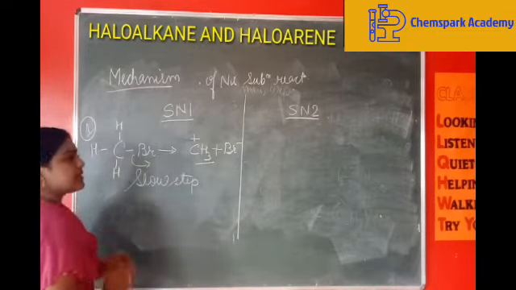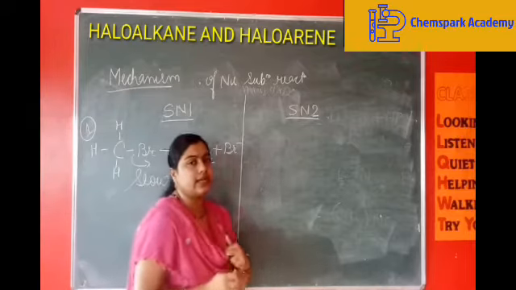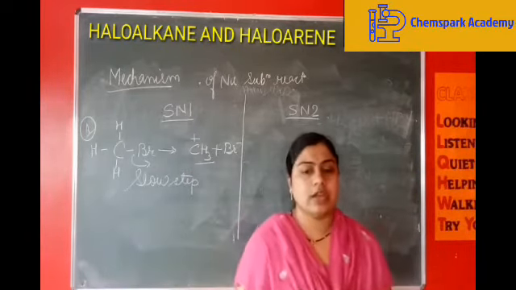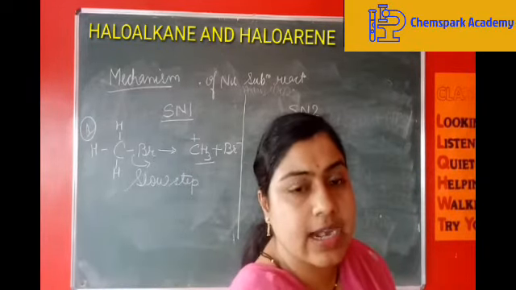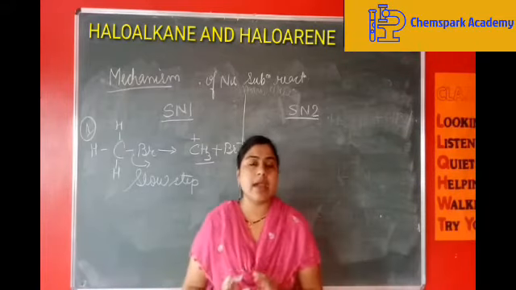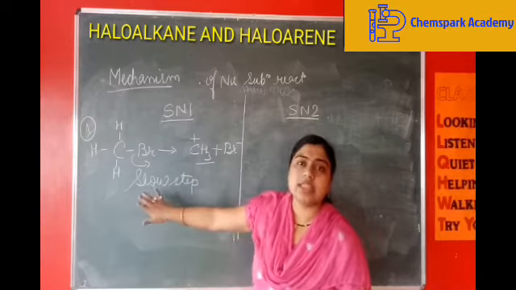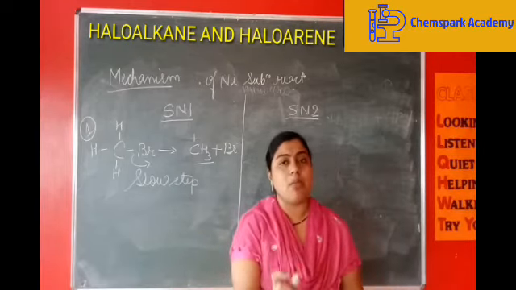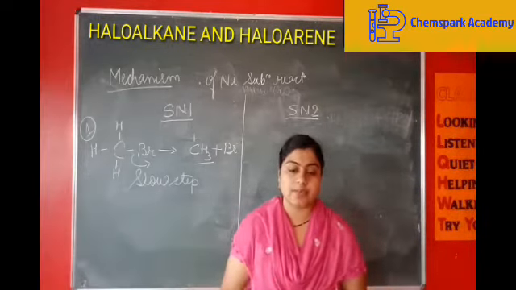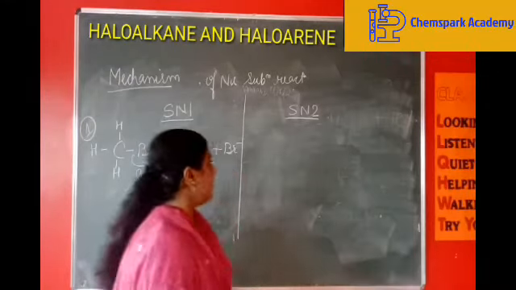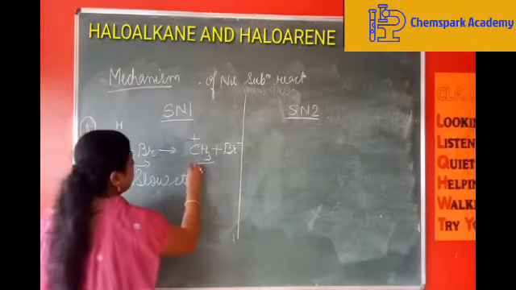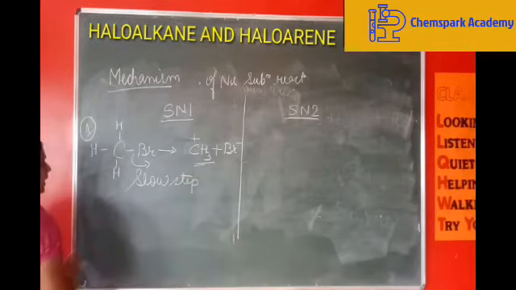That is, this is the rate determining step of the reaction, and we have already studied that the rate determining step will decide the course of the reaction. This involves the concentration change of only one molecule, that is, only one molecule is involved in this reaction. So hence it is a unimolecular reaction. In the next step, the nucleophile will attack this carbocation.